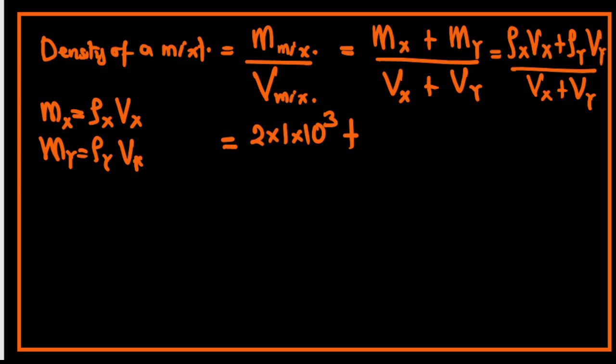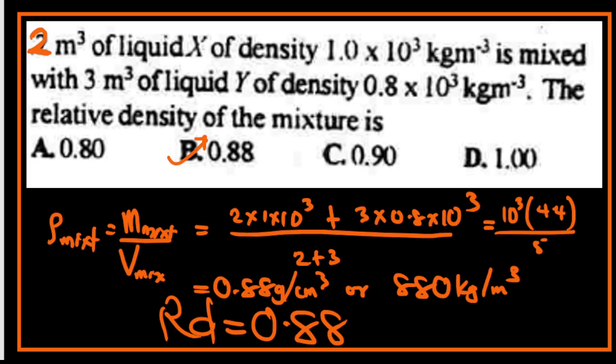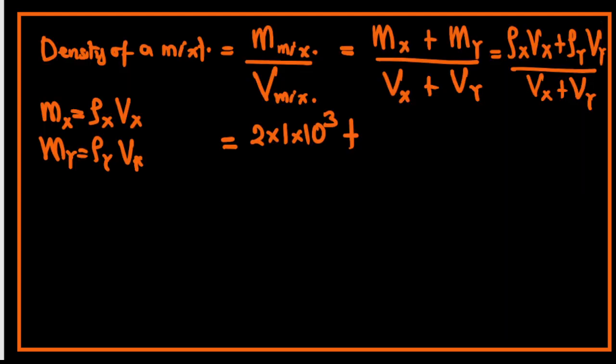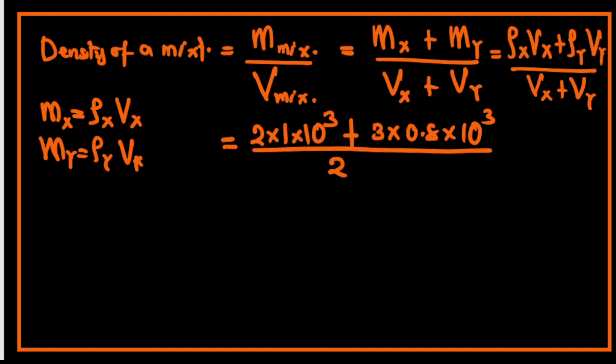Then plus, for y, volume is 3, density is 0.8 times 10 raised to the power of 3. So we have 3 times 0.8 times 10 raised to the power of 3, then divided by 2 plus 3. Mind you, the information we have on top is going to be in kilogram, what we have below is in meter cube. To make computation easier, factor out 10 raised to 3.